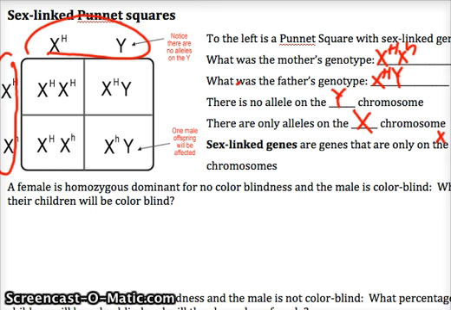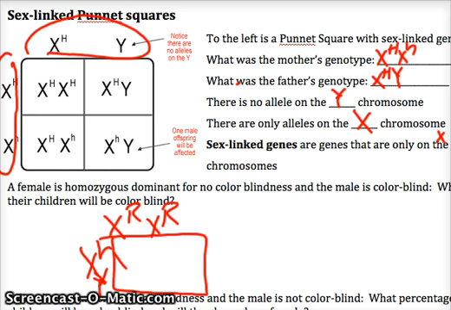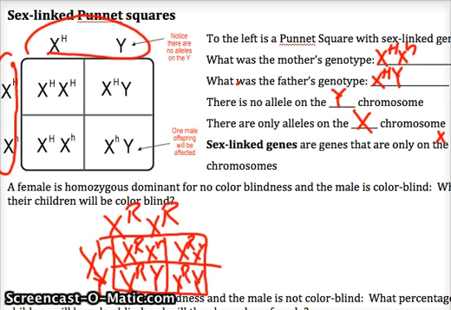Alright, so a female is homozygous dominant for no colorblind, and a male is colorblind. So then you do this, and then remember, when you do your Punnett square, you have X big R, X little r, one X big R from the top, one X little r from the side, X big R from the top, Y on the side, and you get 0% with colorblind because they all have a big R.